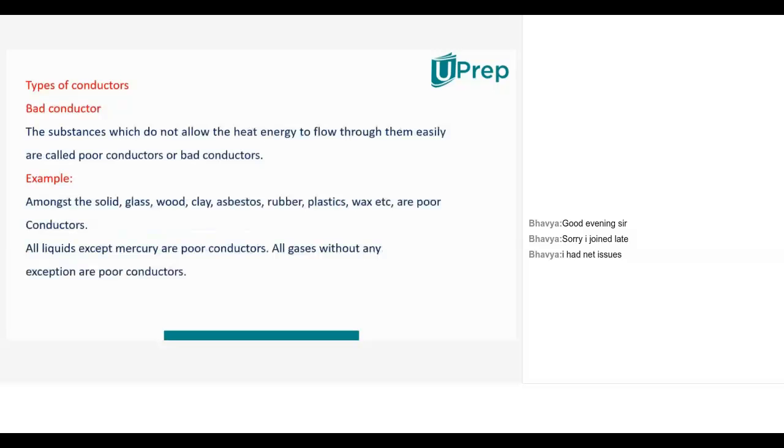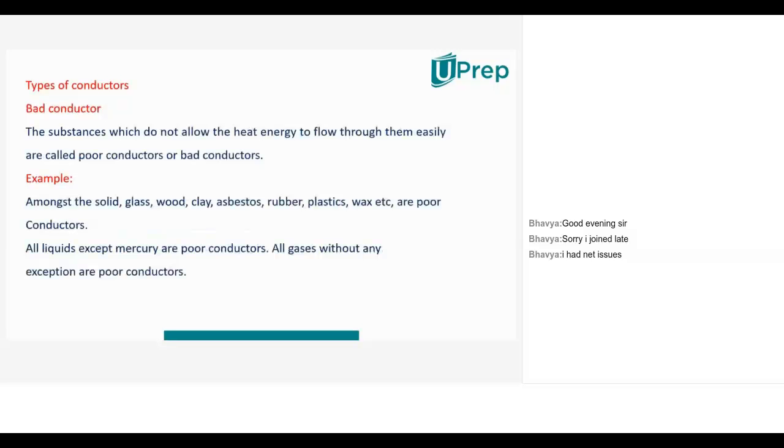In many of the devices which we use to heat things or to do experiments with heat, a silver coating will be there. Okay, right. And this is about conductors that are metals.